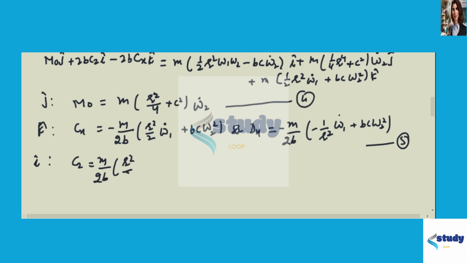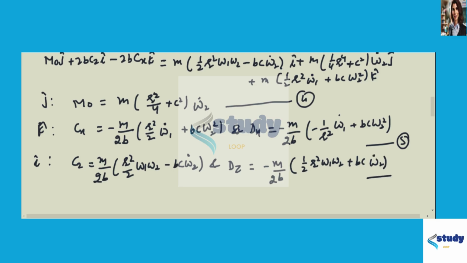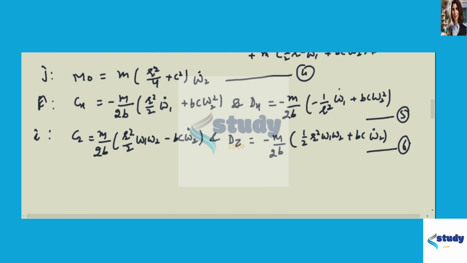Equating the coefficient of i cap, Cz is equal to m upon 2b, r square by 2 omega 1 omega 2 minus bc rate of change of omega 2, and Dz is minus m upon 2b, half r square omega 1 omega 2 bc. This is equation 6. We have to solve all these equations 4, 5, 6 with the given values.